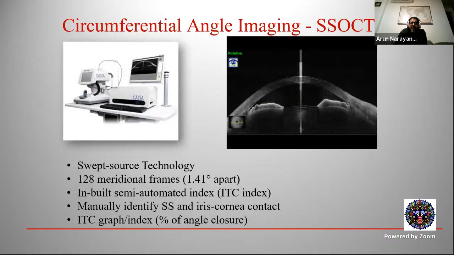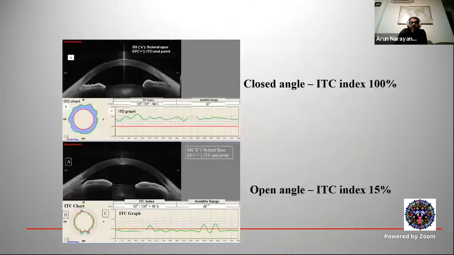And then you also had this en face imaging, which would allow you a 360-degree view of the angle. So a semi-quantitative evaluation of the angle was possible with this technology, wherein you could determine, after recognizing the scleral spur and the endpoint, that is the contact of the iris with the angle wall, you could come up with a parameter called the iridotrabecular contact index. So the red line you see here is the scleral spur, and in a closed angle, the iridotrabecular index is closer to 100, whereas in an open angle, the iridotrabecular index is lower.